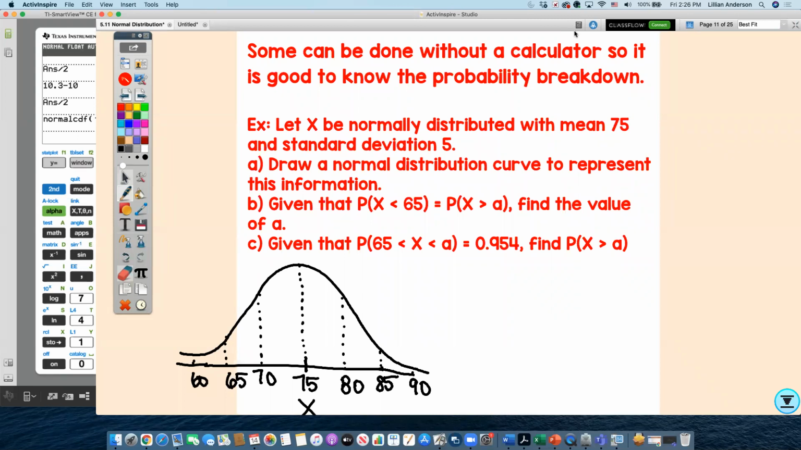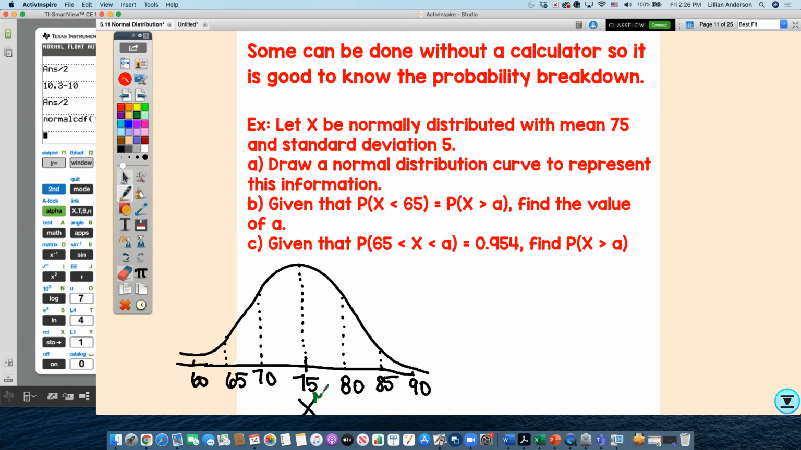So then it says, given that the probability that X is less than 65 is equal to the probability that X is greater than A, find the value of A. Well, look at 65. 65 actually lies on one of our standard deviations. It's on our second one.